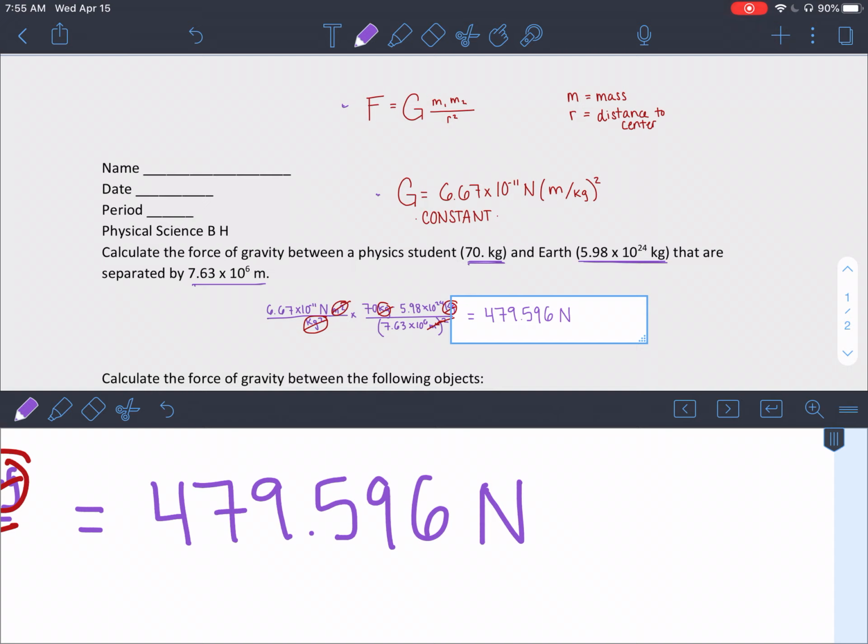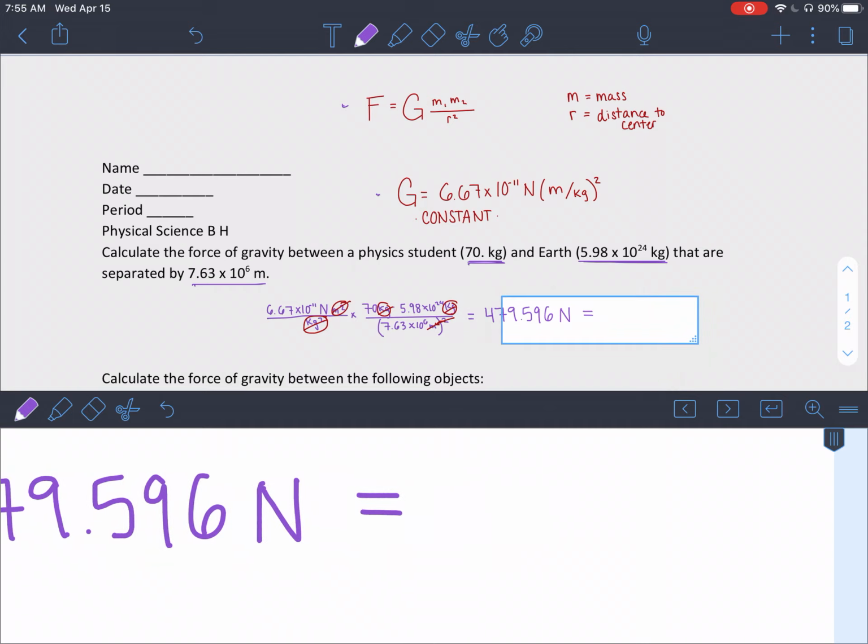Now rounding to the proper number of sig figs: 70 with a decimal has two sig figs, 5.98 times 10 to the 24th is three sig figs, and the distance is also three sig figs. So we are going to need to round this to two. That would be 480 newtons.